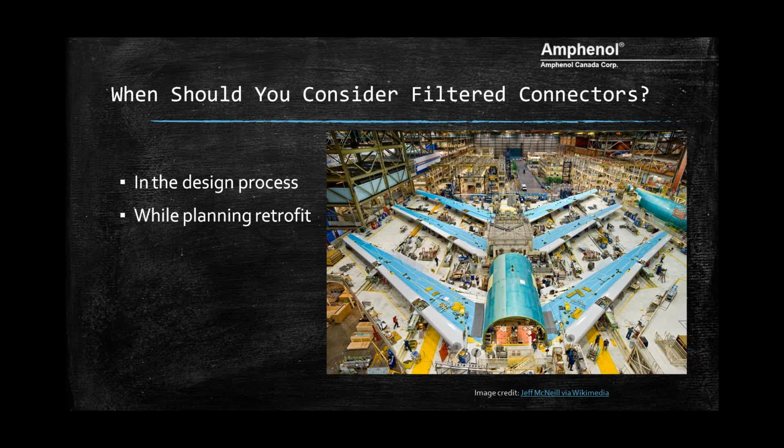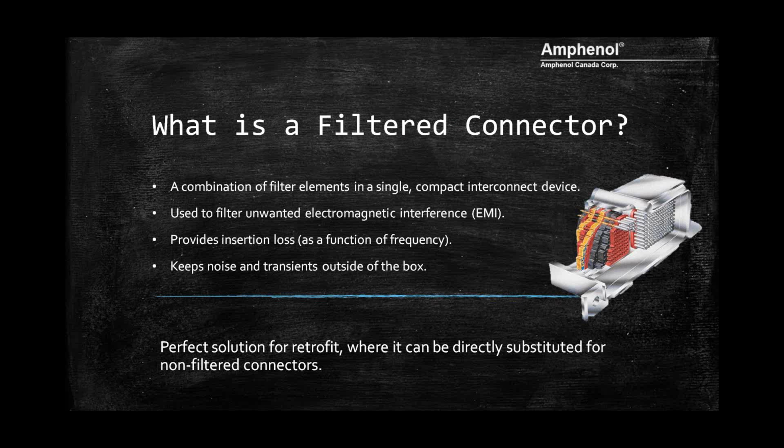Okay, so first of all, what is a filtered connector? A combination of filters in a single compact interconnect device. What we do is we provide you with a capacitor and an inductor, possibly if you require that, to filter out EMI noise. It provides attenuation to filter out the noise, and it keeps the noise and transients outside of your box and your system. So again, like I said, this is perfect for a retrofit solution where you can substitute your non-filtered standard connector with an Amphenol design filtered connector.